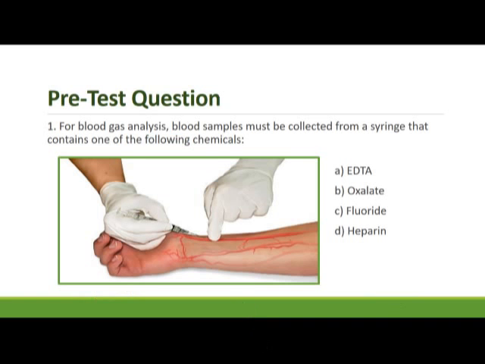Then, let's warm up with pre-test questions. Number 1. For blood gas analysis, the blood sample must be collected from a syringe that contains one of the following chemicals. What do you think the answer is? The answer is D, heparin. It is because heparin solution helps prevent clotting.